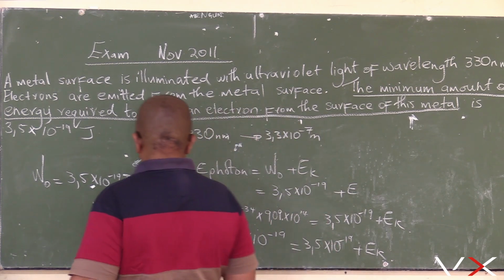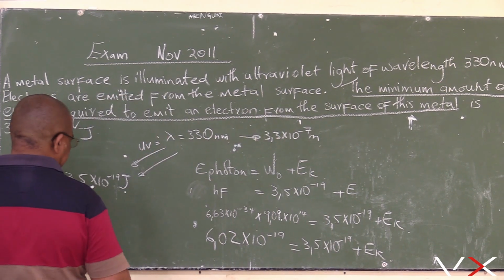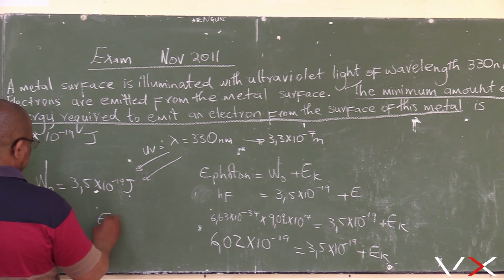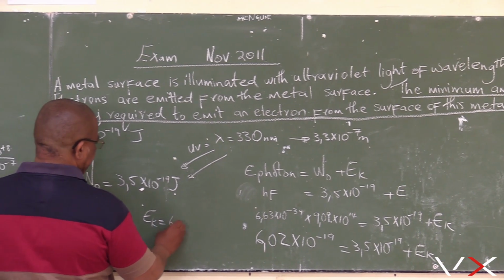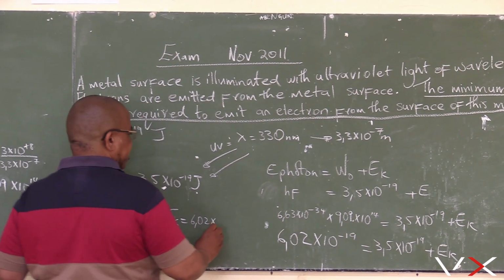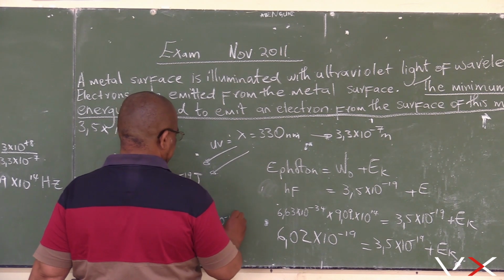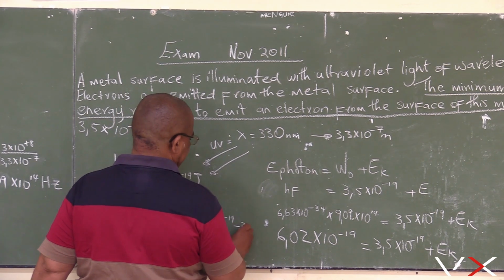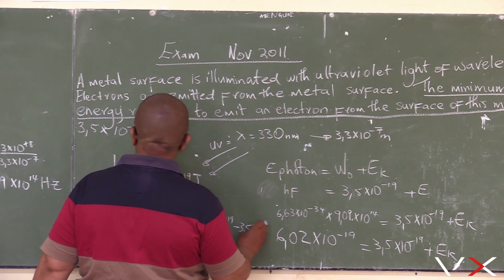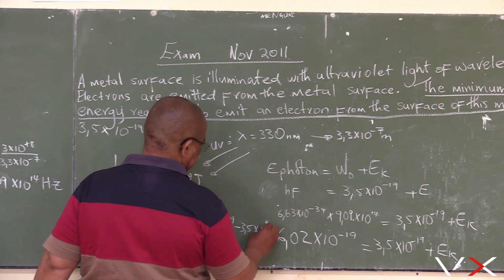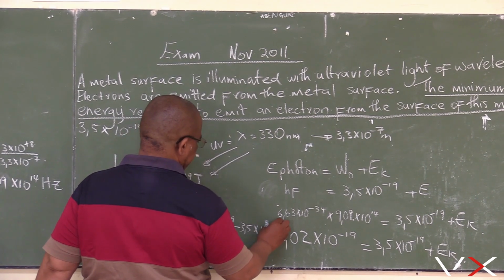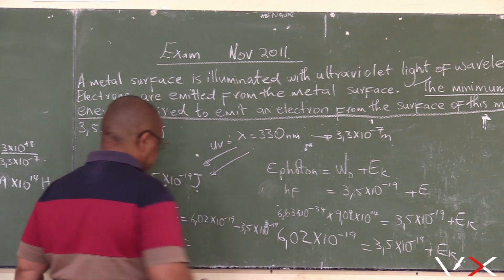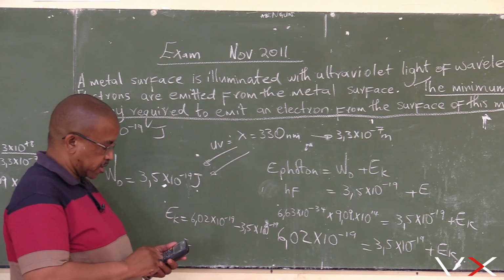We transpose, so the kinetic energy will be equal to 6,02 times 10 to the power minus 19 minus 3,5 times 10 to the power minus 19. So what do we have?